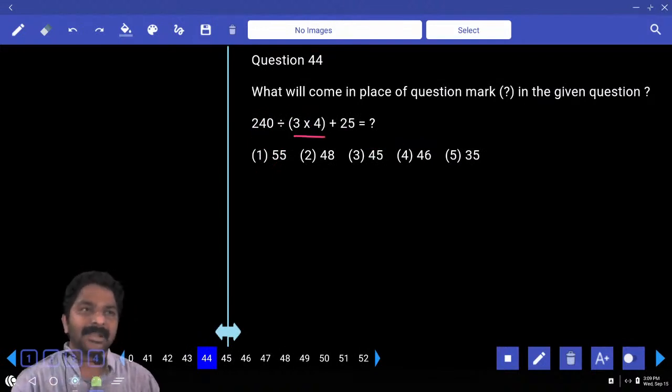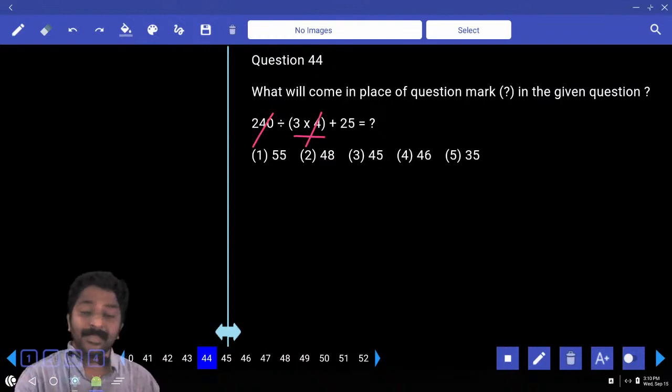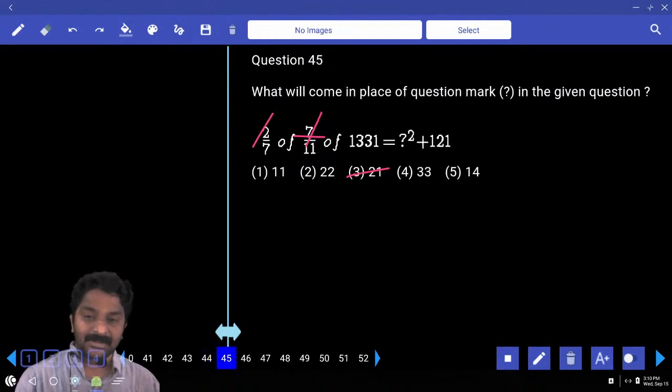3 into 4, number inside bracket. According to BODMAS rule, first we need to complete braces only. 3 into 4, how much? 12. How many times is 240? 20 plus 25. Answer 45, third option.